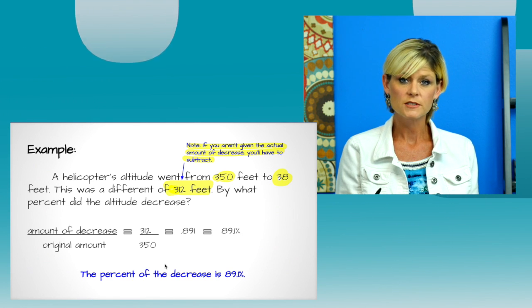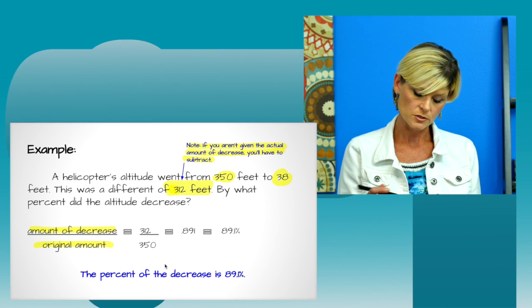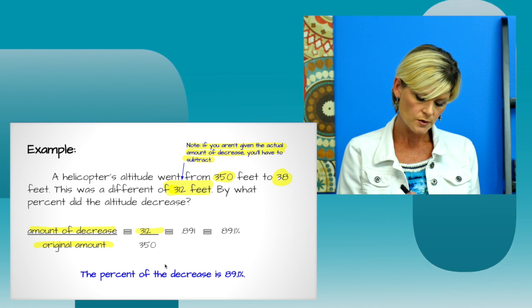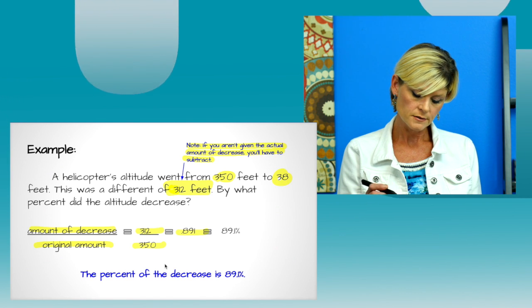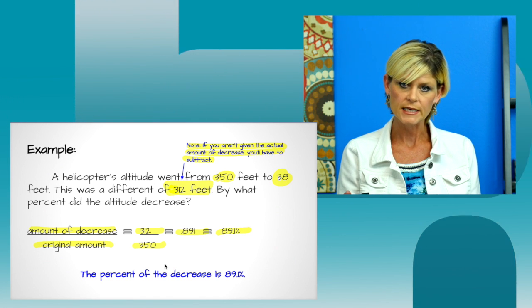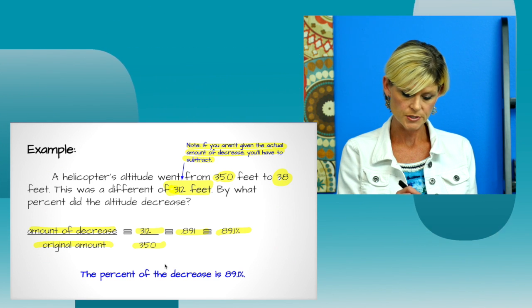And all we do, same as we did with the amount of increase, we put the amount of decrease over the original amount. We get 312 over 350. Divide, we get 0.891. And we turn that into a percent, and it's 89.1%. So the percent of decrease is 89.1%.